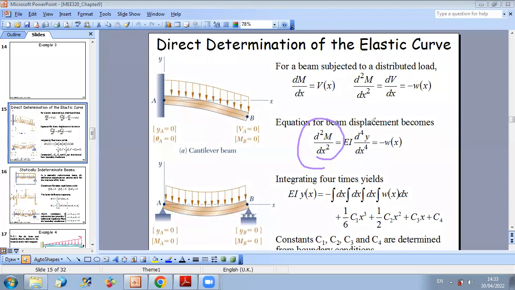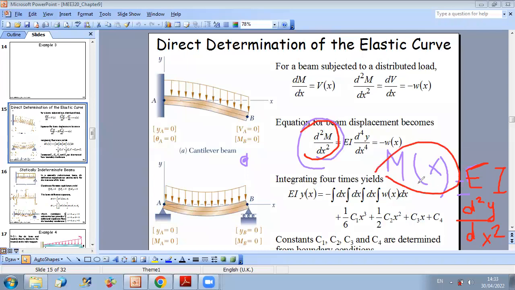times the fourth derivative of y with respect to x, because we have seen before that the bending moment M can be written as EI times the second derivative of y with respect to x. So now if we apply the second derivative to M with respect to x, this means that we should differentiate the bending moment 2 times with respect to x. And therefore, the second derivative of M will be EI times the fourth derivative of y with respect to x.